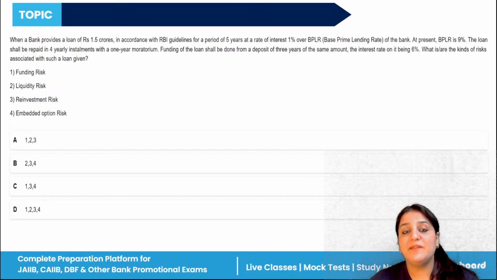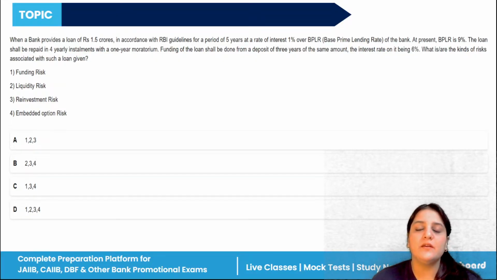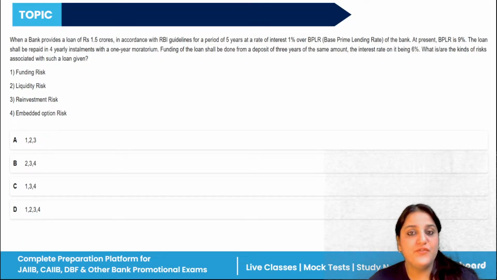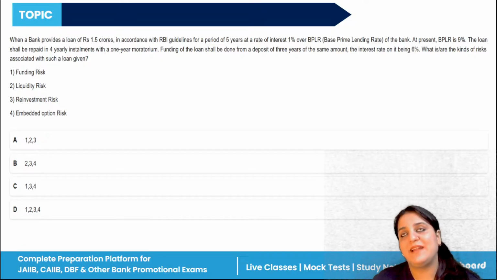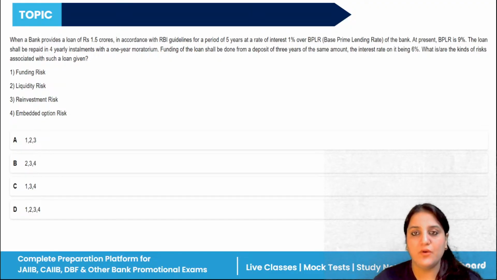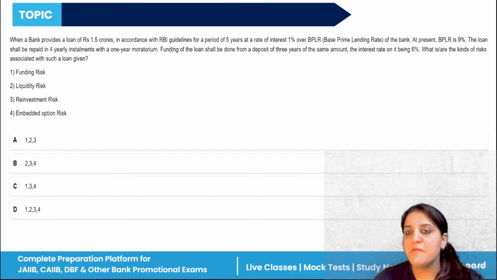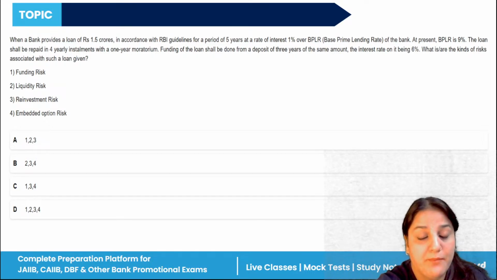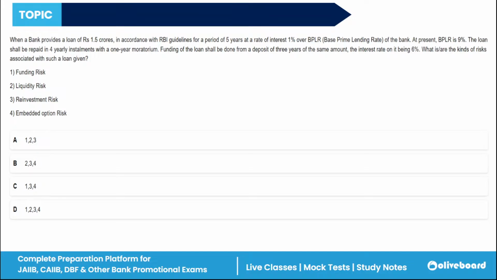So the loan shall be repaid in 4 yearly installments with 1 year moratorium. So we have to find that they are doing the funding of the loan for 3 years with the same amount, interest is 6%. So what are the kind of risk associated with such type of loan? What type of risk is associated?